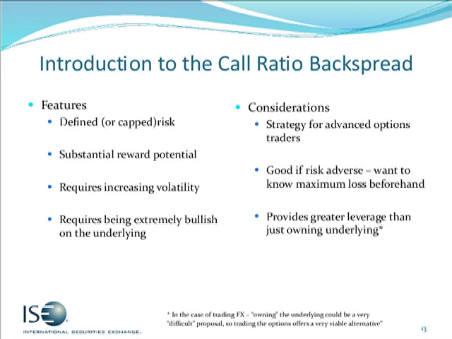So let's get an introduction to the call ratio backspread. What does it feature? A capped risk. It has substantial reward potential. I really do not like to use the word unlimited potential. That's just a personal thing of mine. You see a lot of people who use that. I like to say substantial, because we do have an option expiration out there. There are some other factors you need to be aware of. It does require increasing volatility, and it does require you to be extremely bullish on the underlying.